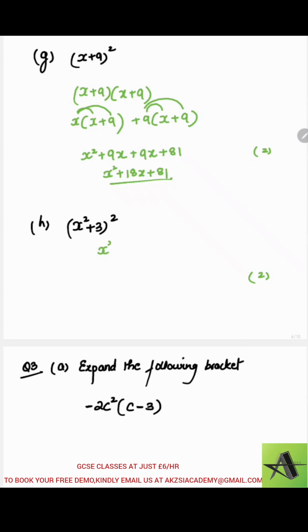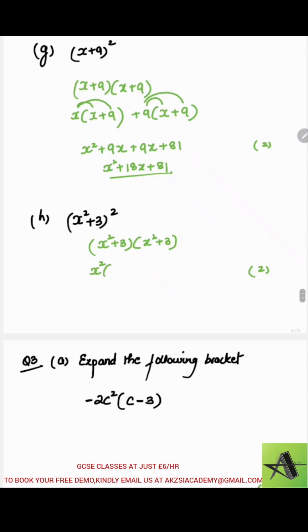So it's the same thing: x squared plus 3 times x squared plus 3. Now multiplying the first term with the second bracket and the second term with the second bracket. So x squared times x squared is x to the power of 4. x squared times 3 is 3x squared. Similarly, 3 times x squared is 3x squared, and 3 times 3 is 9. Finally, on simplifying it, we'll get x to the power of 4 plus 6x squared plus 9.